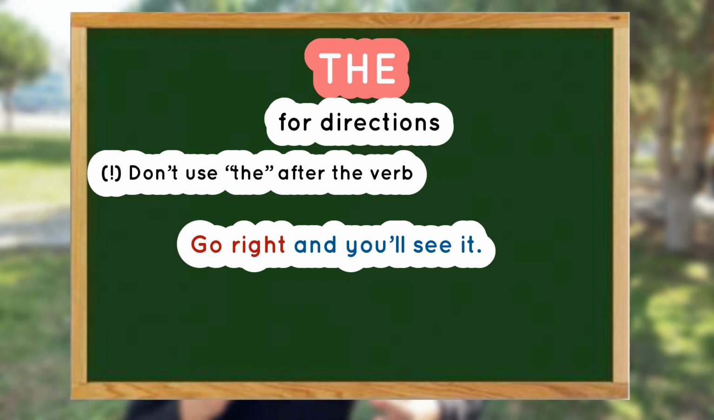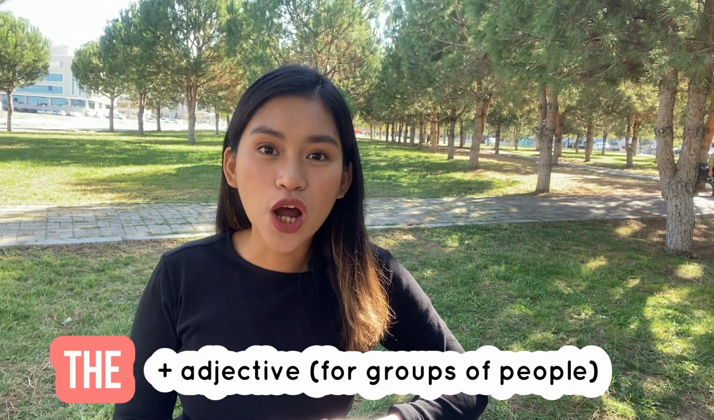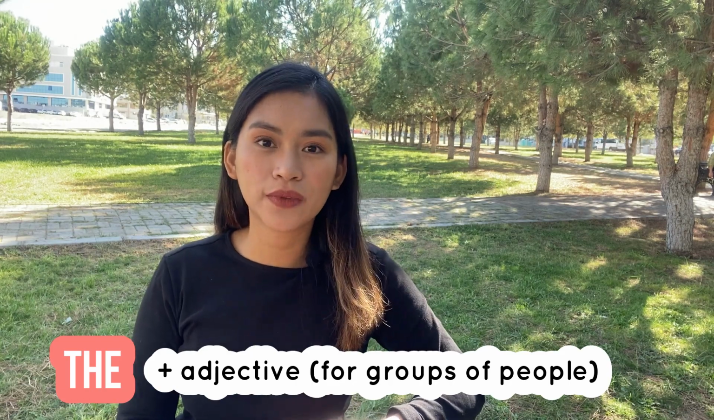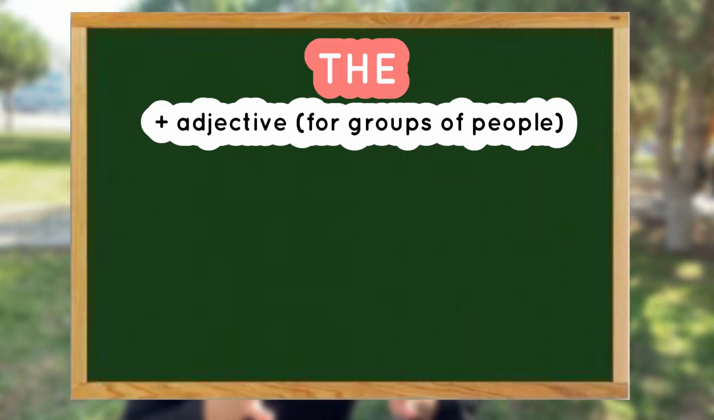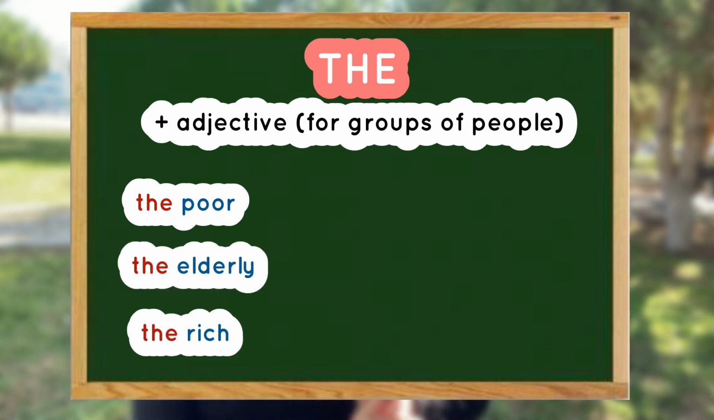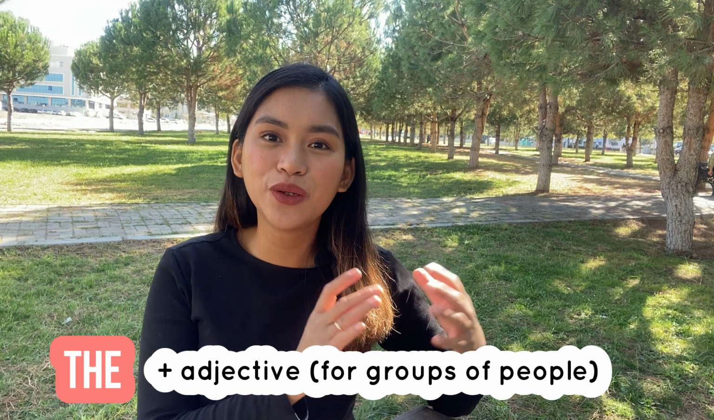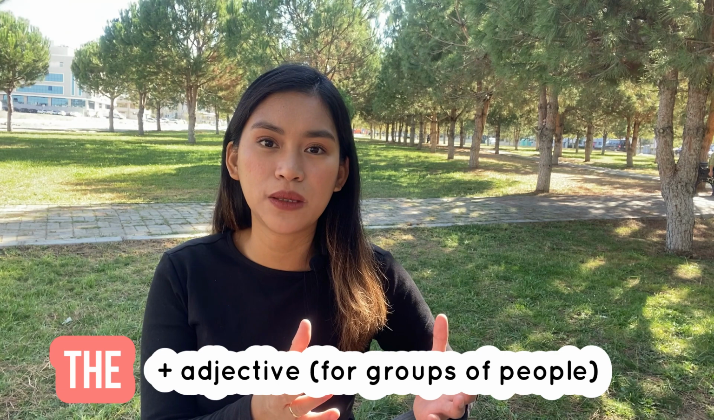So a while ago I mentioned go to the right. So to is a preposition. But in this example, go right and you'll see it. Go is a verb and we don't need to use the along with the verb. We use the with an adjective to talk about groups of people. For example, words like the poor, the elderly, the rich, the unemployed, the sick. So if you use them, they are referring to the group of people.